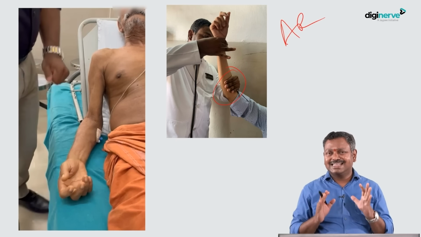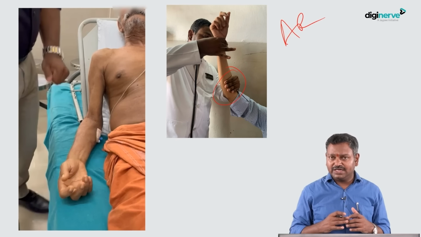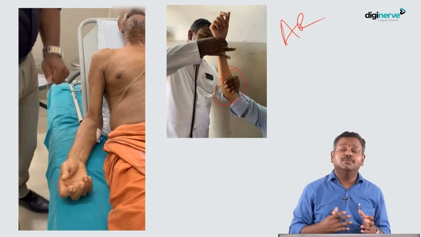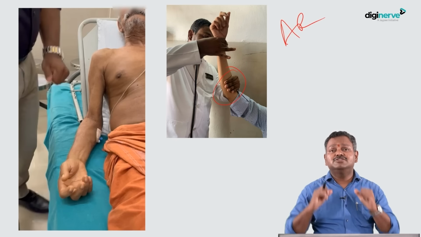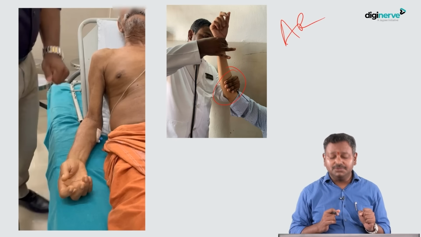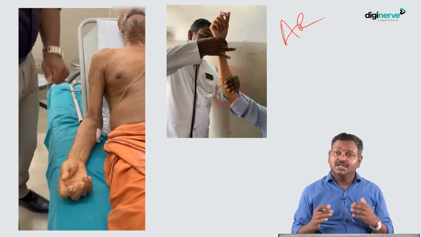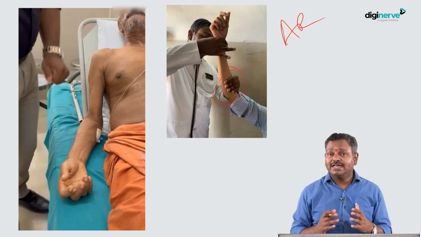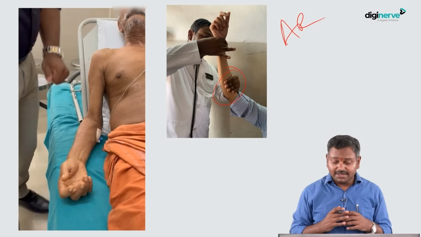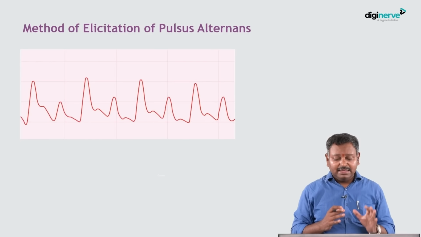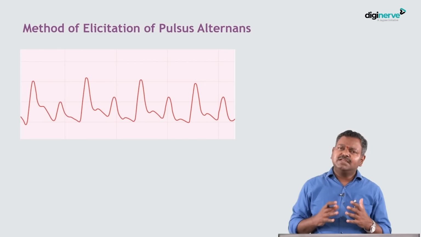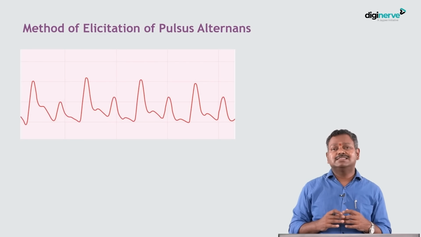Water hammer pulse is classically seen with aortic regurgitation only, because that column of blood has to go back to the ventricle. The valve should be incompetent, otherwise you won't be able to demonstrate it. You can get high volume pulses with aortic regurgitation, mitral regurgitation, and high volume states, but the water hammer is characteristic of aortic regurgitation. There are other pulses which sometimes they ask you to demonstrate, such as the pulsus alternans.